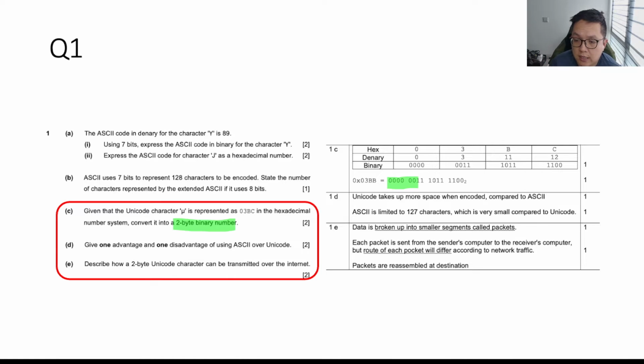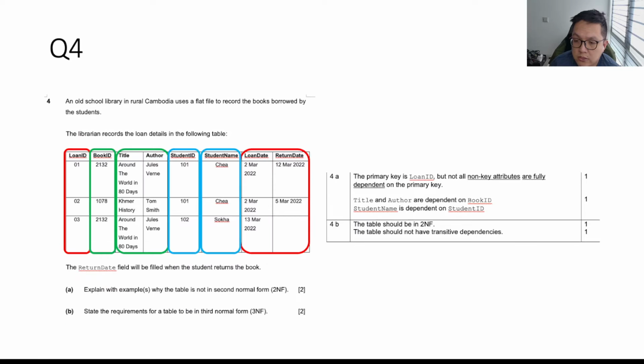Next we're going to look at question four. Question four, we talk about this database question. I think most of you could handle the database question. Just want to highlight some of the key issues.